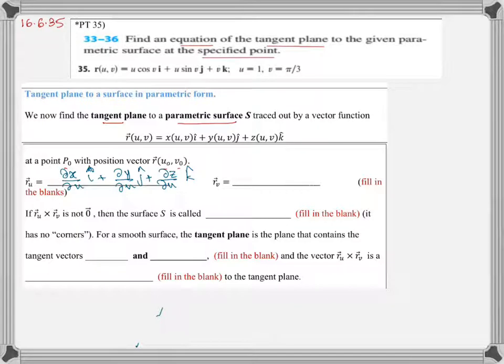Here, ∂x/∂u means the partial derivative of x with respect to u. ∂y/∂u means the partial derivative of y with respect to u. ∂z/∂u means the partial derivative of z with respect to u. r_v, in the same way, is ∂x/∂v i + ∂y/∂v j + ∂z/∂v k.